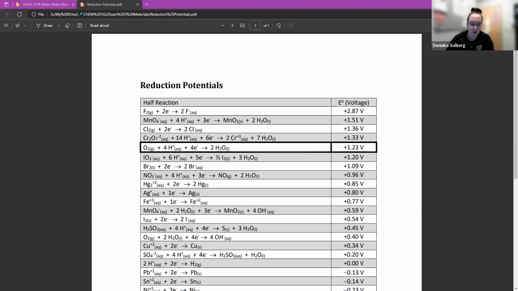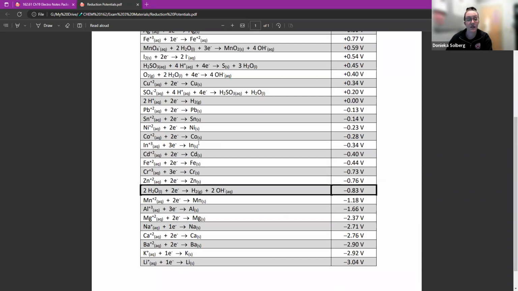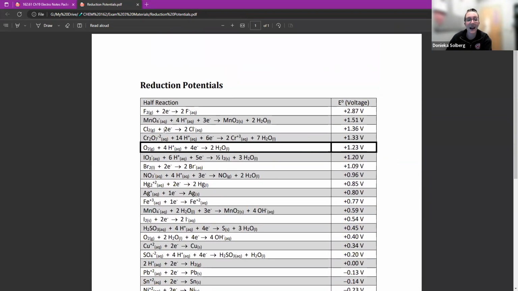Essentially, these are all the possible half reactions, and these are all their cell voltages. Notice this is called the reduction potentials list. So essentially these are all the reduction reactions. If it oxidizes, it goes in the reverse direction, okay? So whichever one is highest is going to go in the forward direction.